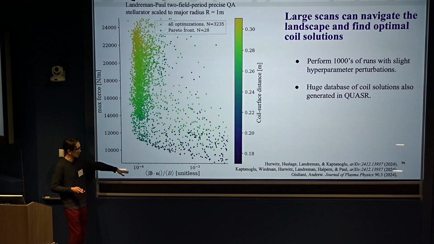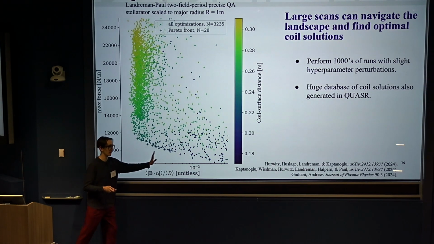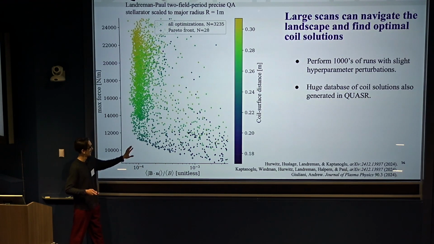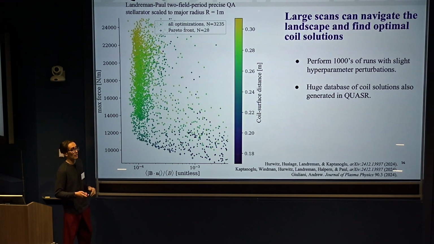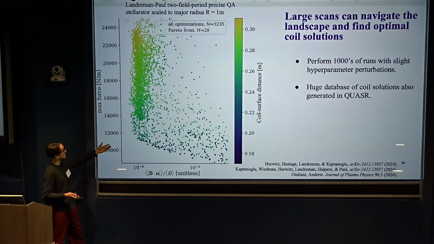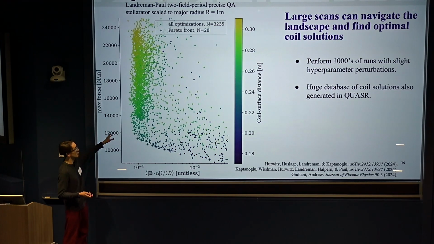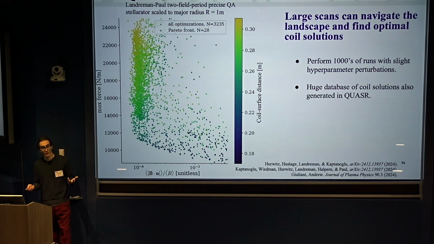I'll just point out the x-axis here is the B_N over B errors. So this is the normalized field errors on the plasma surface. In other words, you want to be on the left side of this. So these are the very accurate solutions. Then on the y-axis, we have the maximum forces, and on the color bar, we have coil surface distance. These plots show that there's a strong correlation between the maximum forces and the coil surface distance. And this confirms our intuition.